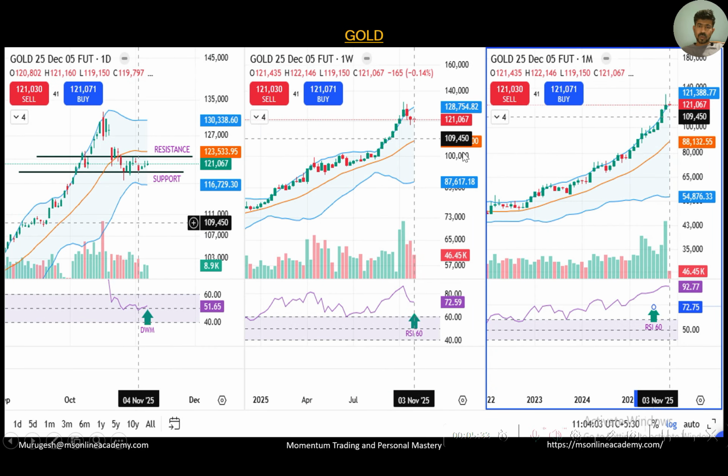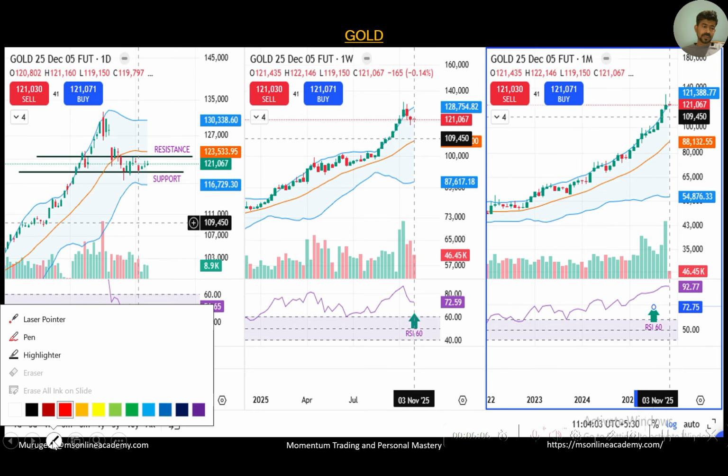Gold is in consolidation mode now, because there was a bullish momentum from 1 lakh to 1,50,000 and around 73,000, 75,000 to 1 lakh 40 or 30,000. So that means it needs a retracement or a consolidation. So that is what it is currently doing, making small dojis and a sideways market.